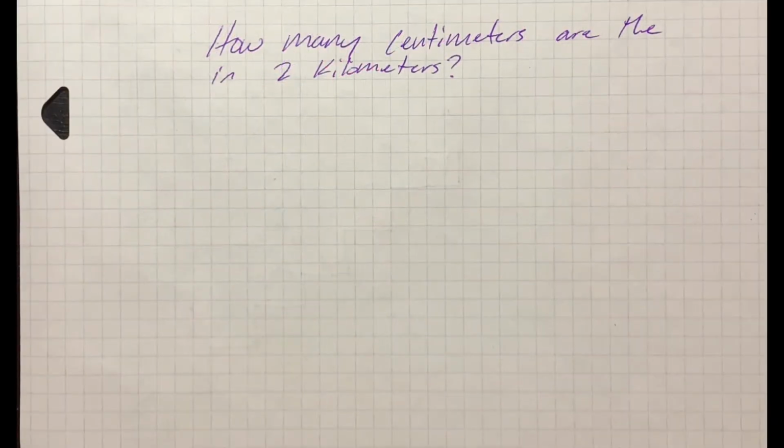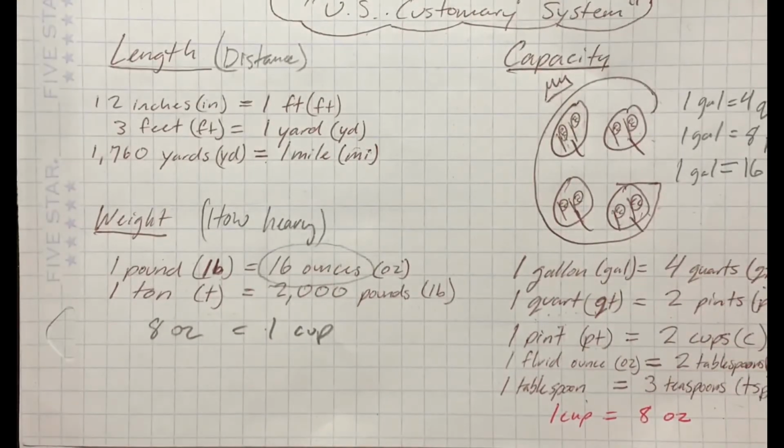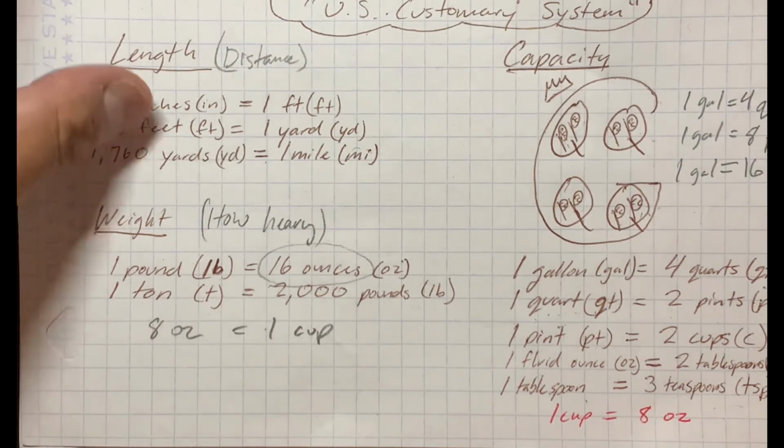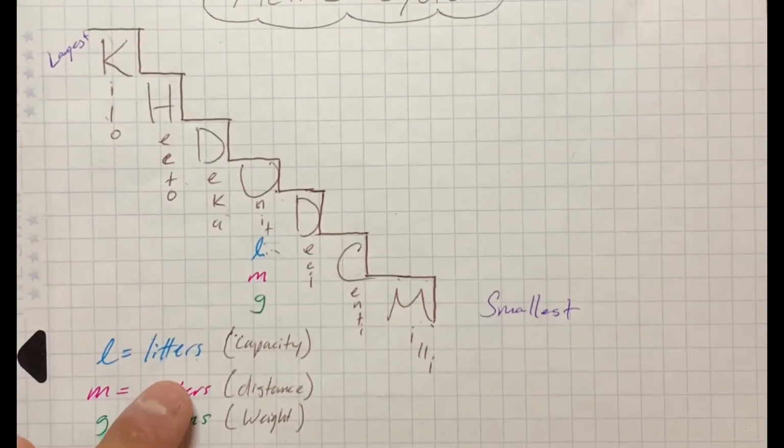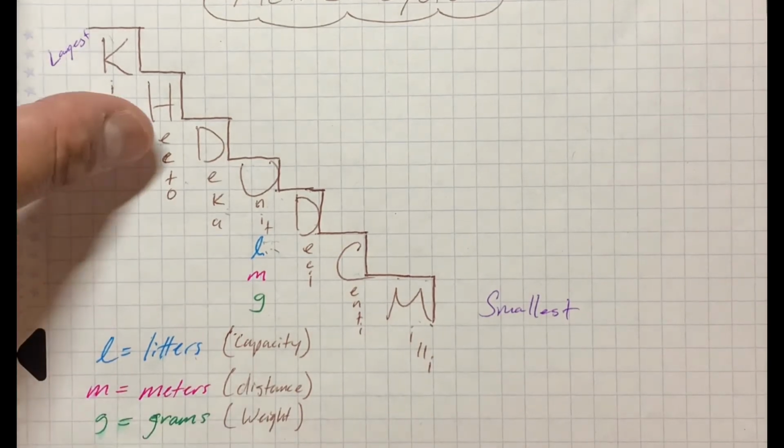Okay, so for our next problem, we have this question. How many centimeters are there in 2 kilometers? All right, so we want to know, does that belong in the U.S. customary system? Meters, centimeters, kilometers? No, the U.S. customary system does not have that. Rather, we have the metric system that does have meters, kilometers, all that great stuff.